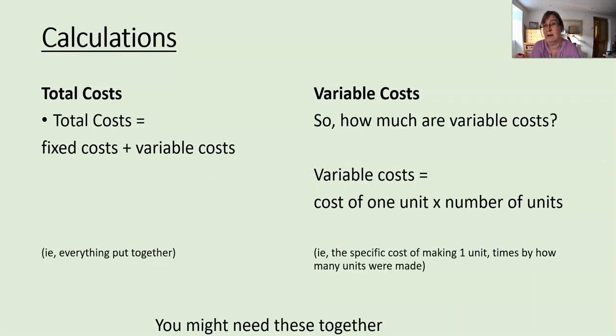So we've come to our first set of calculations. And the first calculations we have are, we're looking at how do we calculate total costs. Well, what we do is we say they are whatever the fixed costs were plus whatever all the variable costs were put together. And how do we know how much all the variable costs were? Well, we look at what it costs to make 1 unit, and then we times that by how many units we made. So it's a simple calculation, but it's important that you remember this.